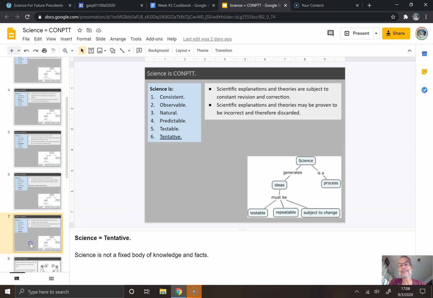And then here's the last one. Science is tentative, and that's important, right? Science is not a fixed body of facts and knowledge and laws, right? Science constantly changes. There are constant revisions, constant corrections to the scientific body of knowledge, right? And it's entirely possible that certain explanations, certain theories might prove to be incorrect, right? So that's an important part of science as well. Science is a dynamic process rather than a fixed monolithic structure. That's really important.